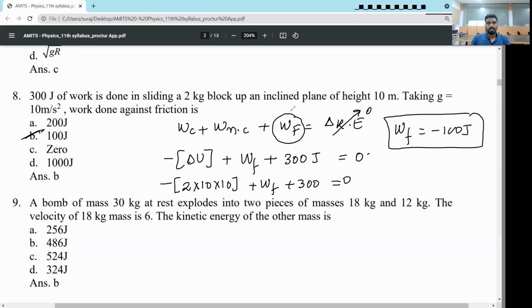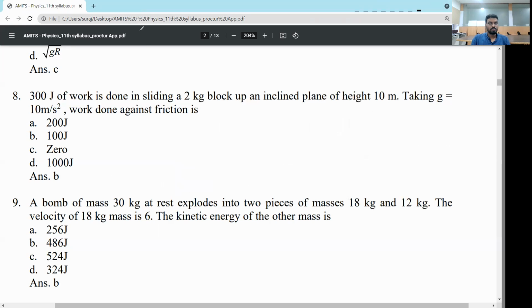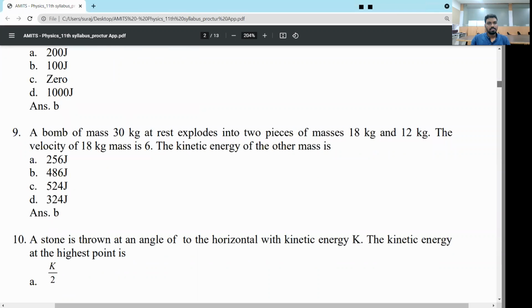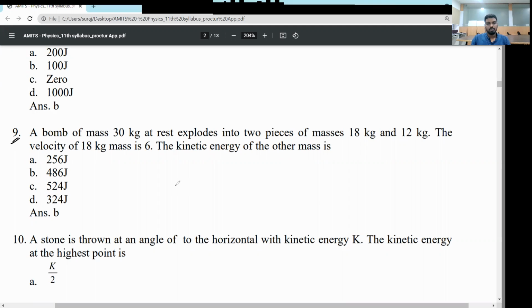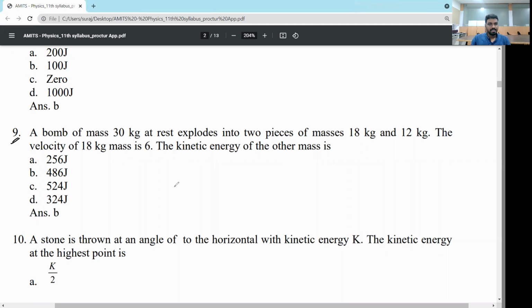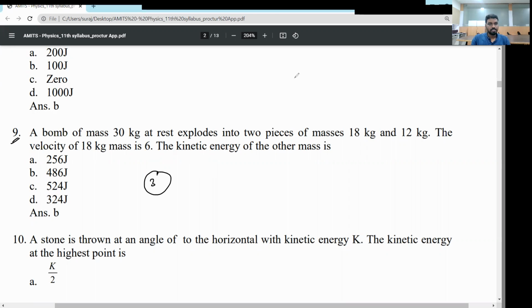Next. Coming to question number 9. A bomb of mass 30 kg at rest explodes into two pieces. The kinetic energy of the other mass. Important question, nice question here. How to find the kinetic energy of the other mass? See, in an explosion, only momentum is conserved. Kinetic energy is not conserved. Keep in mind. So, a bomb of mass 30 kg is there, right? This is 30 kg.